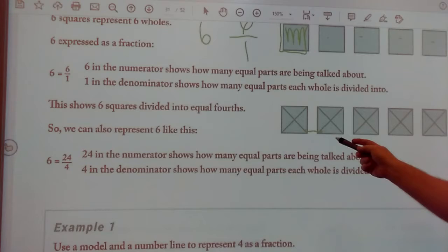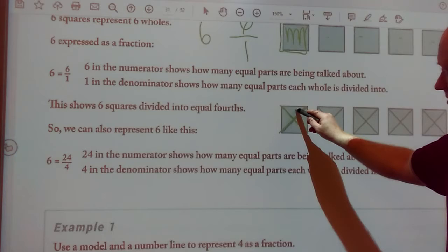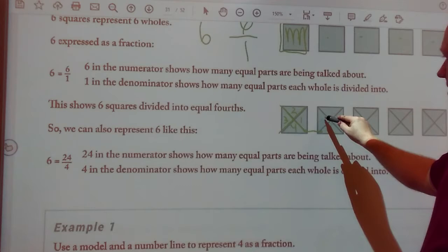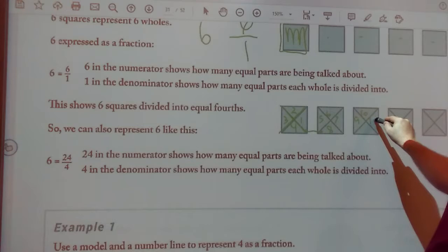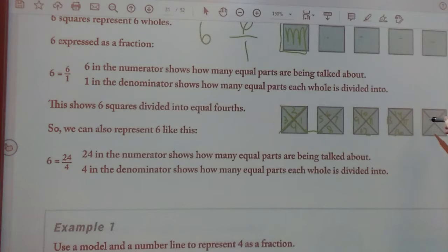Now, this shows six squares divided into four equal parts, okay? One, two, three, four. Okay? And then it'll be five, six, seven, eight, nine, ten, eleven, twelve, sixteen, twenty, twenty-three, twenty-four. Now, this shows you six squares divided into four equal parts, okay?